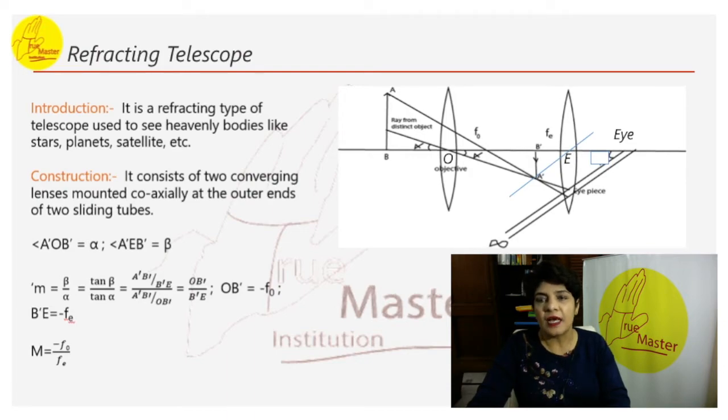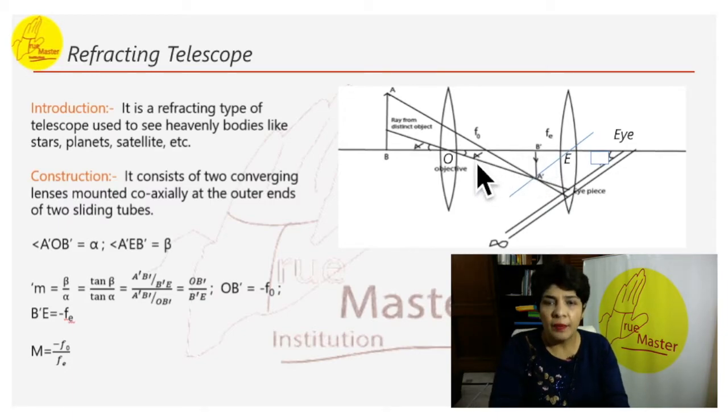There is an angle developed between A dash O and B dash, which is alpha. This is the object. The image from this objective lens is formed here, A dash B dash, and this is the eye lens. This is the place from where we are watching, the eye. So the angle here is alpha. There is another angle developed, which is A dash, E and B dash. This angle is beta.